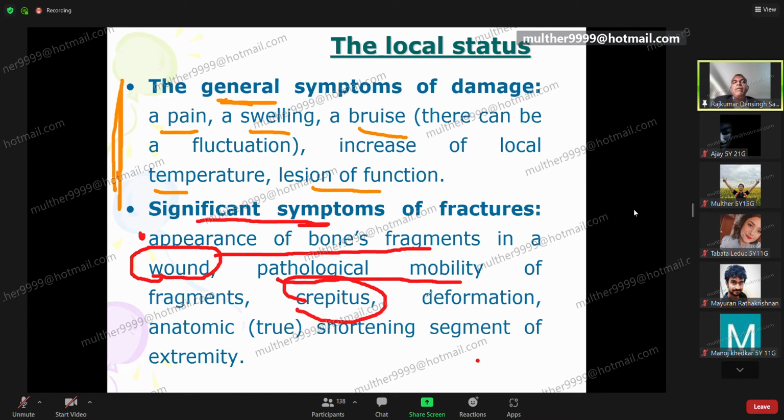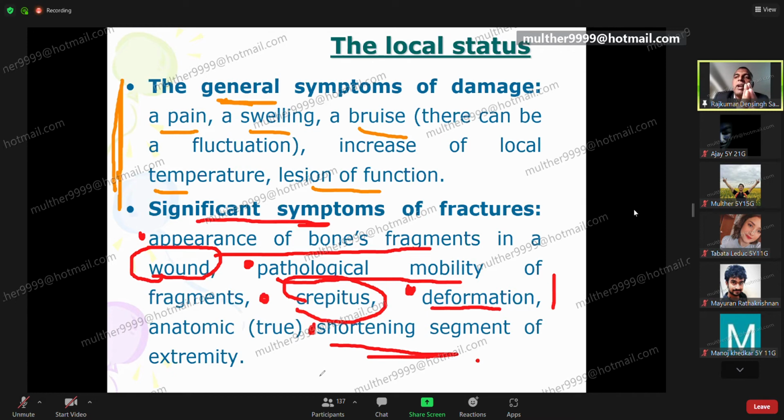Next, of course, when we take that limb, the limb is going to look deformed. Why did deformation happen? Because the bone gets displaced. Then, of course, the length of the limb is going to be shortened. So, first sign, appearance of bony fragment. Second sign, pathological mobility. Third sign, crepitus, then deformation, and what happened? Shortening. These are the 5 specific signs of fracture.